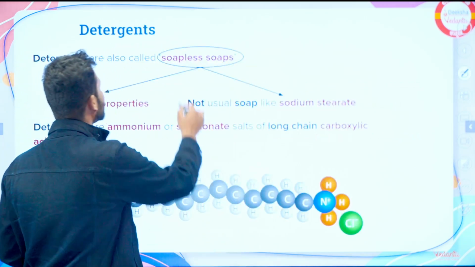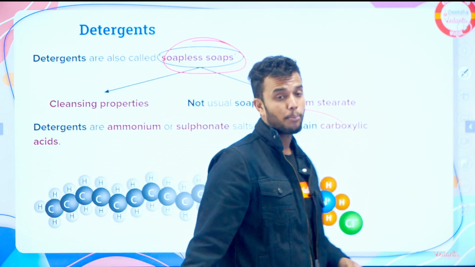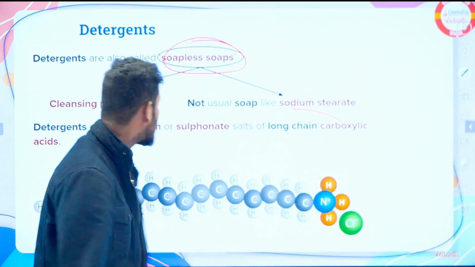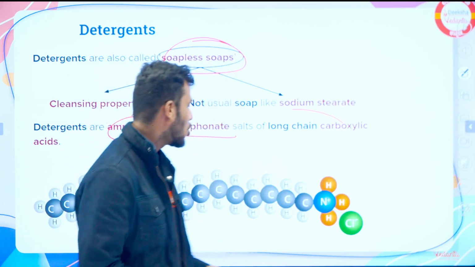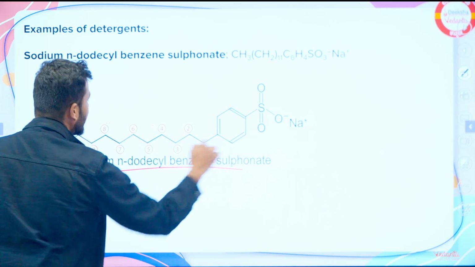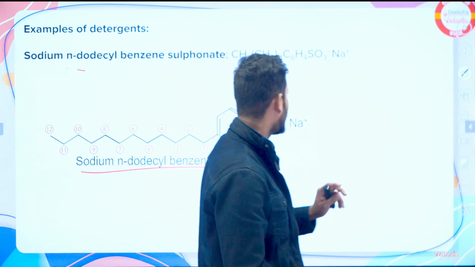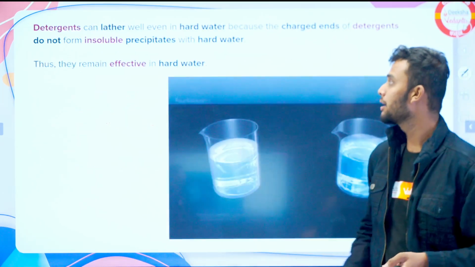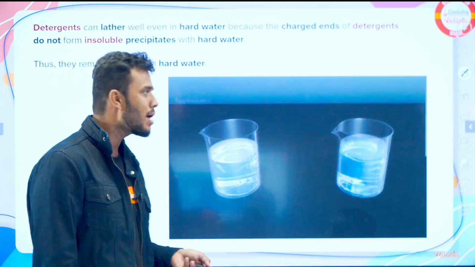What is detergent? It's nothing but soap plus soap. Okay, sodium stearate is there, with cleaning properties. Detergents are ammonium or sulfate salts of long chain carboxylic acids. For example, the first detergent example is sodium dodecyl benzene sulfonate. This is the structure, students. Please note this one. And also a second example. Detergents can be used for hard water also, very important.